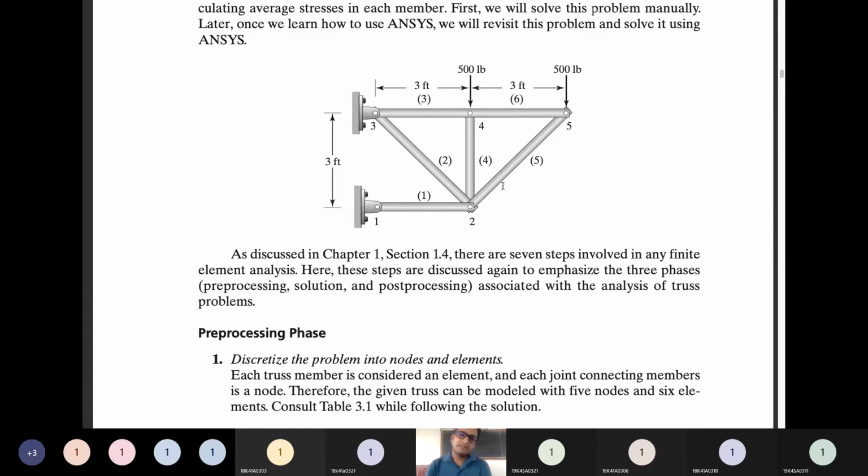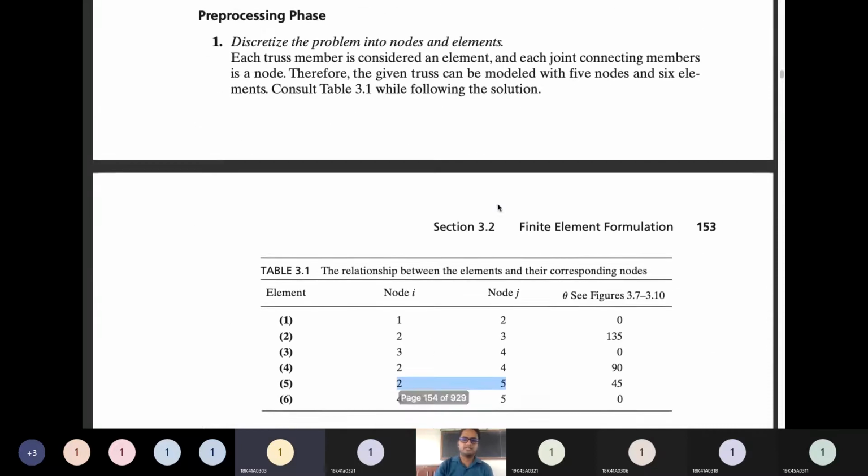Similarly, for element number 5, you can see here it is 3 feet, here it is 3 feet, which means this length is equal to this length, and this is 90 degree. The sum is 180: 90 plus this plus this. So the summation of this angle and this angle is 90 degree, so they are 45 degrees each. Hence you can calculate this angle also as 45 degrees.